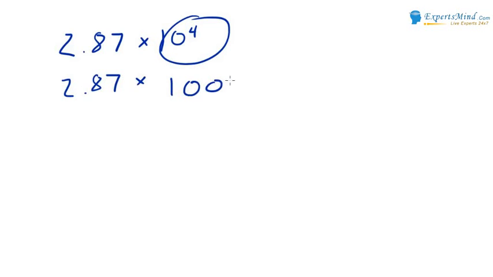So 1, 2, 3, 4. So 10 to the fourth power is 10,000. And I'm not going to explain to you guys how to do powers and exponents and stuff like that because I'm assuming you guys already know. I don't think we need to jump back that far.